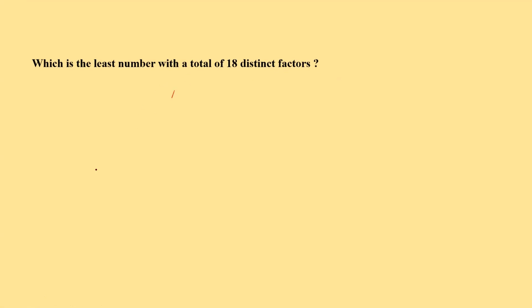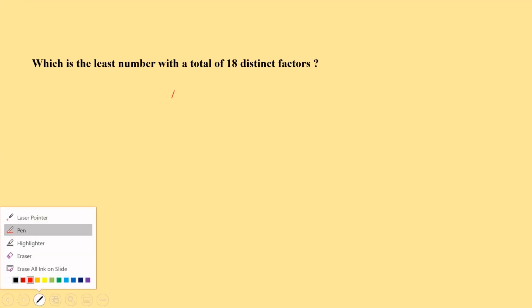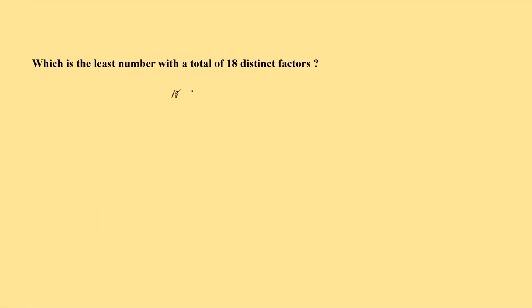First of all, if a number has 18 distinct factors, I can write 18 as 1 into 18. So the number n could be of the format a to the power 17, which will have 18 factors. It can also be written as 2 into 9. That means n is equal to a to the power 1 into b to the power 8. The number can also be written as 3 into 6. So n can be of the format a square into b to the power 5.